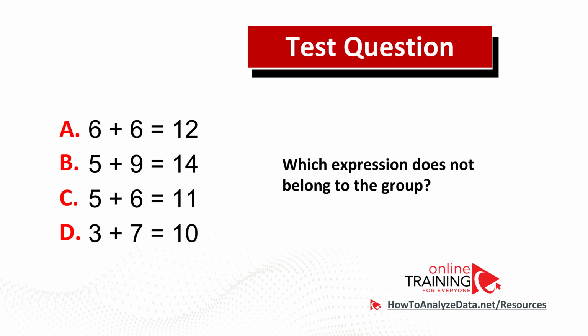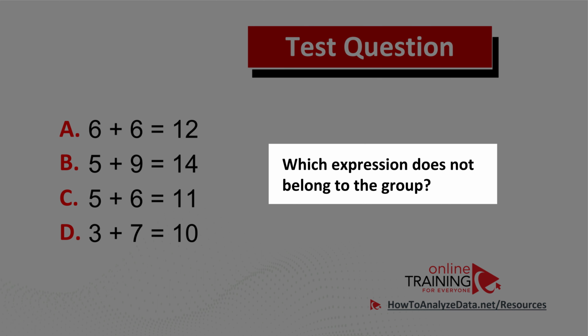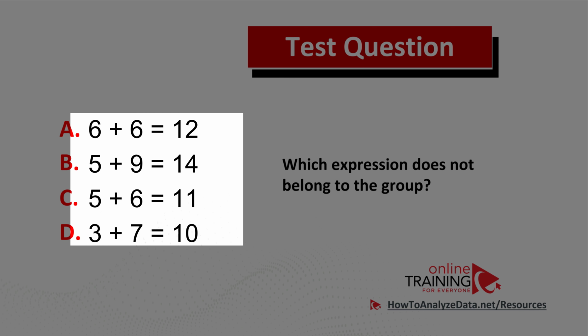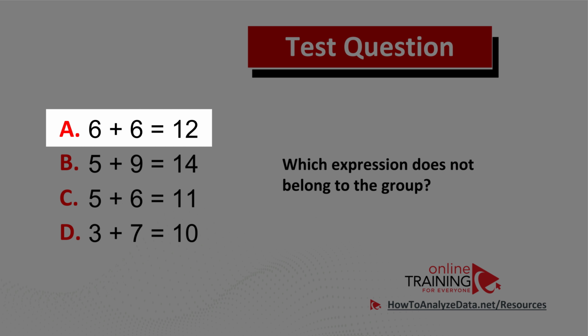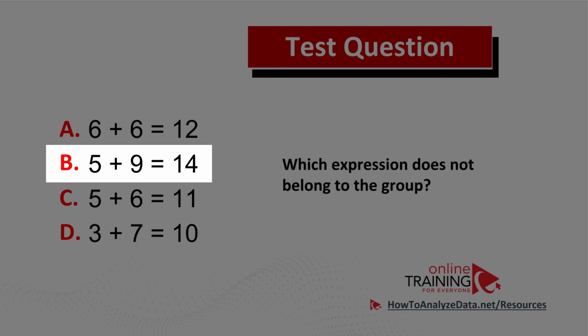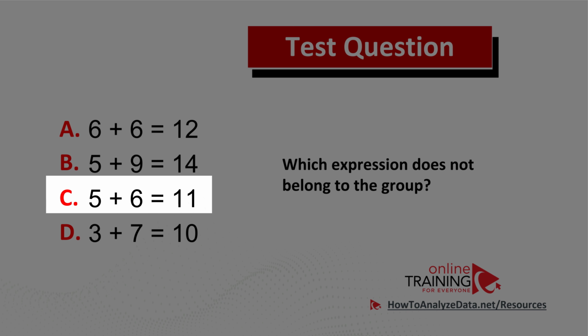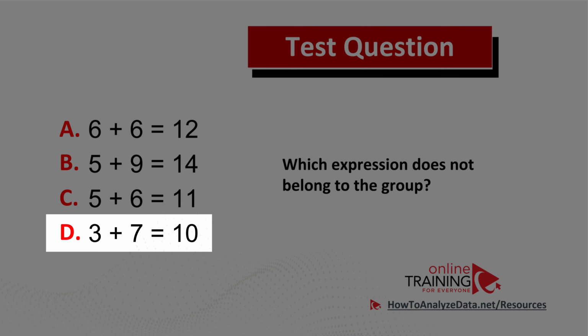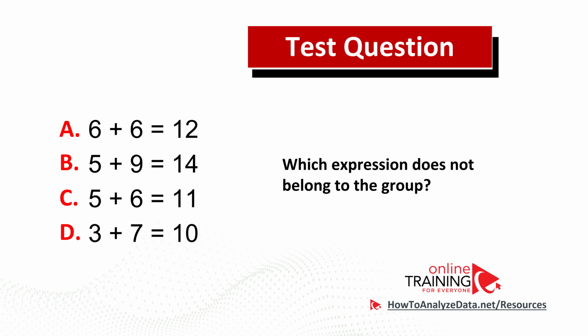Let's see if we can solve this challenge together. Here's the very interesting and at the same time tricky question you might frequently see on the test. Which expression does not belong to the group? And you have four different choices. Choice A, 6 plus 6 equals 12. Choice B, 5 plus 9 equals 14. Choice C, 5 plus 6 equals 11. And choice D, 3 plus 7 equals 10. Do you think you know the answer?